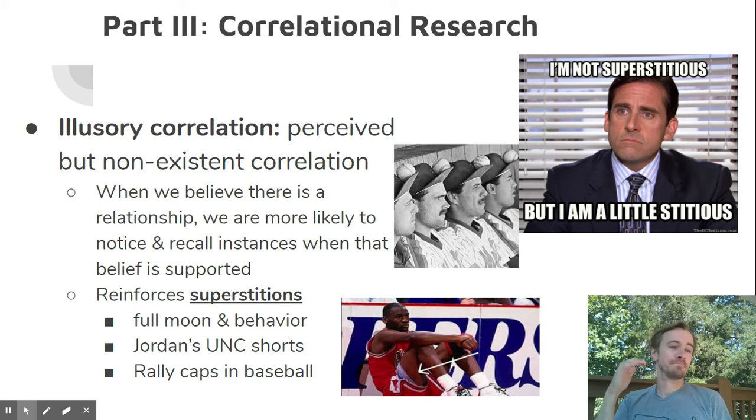So Michael Jordan, right, a local UNC hero, one of the more famous examples of illusory correlations or superstitions in sports. They talk about this in Space Jam, and you can see it in that picture there. For the first couple seasons, he would always wear his UNC practice shorts underneath his shorts when he played for the Bulls, right? He thought that the shorts brought him good luck. He was like, I have to wear these, right?